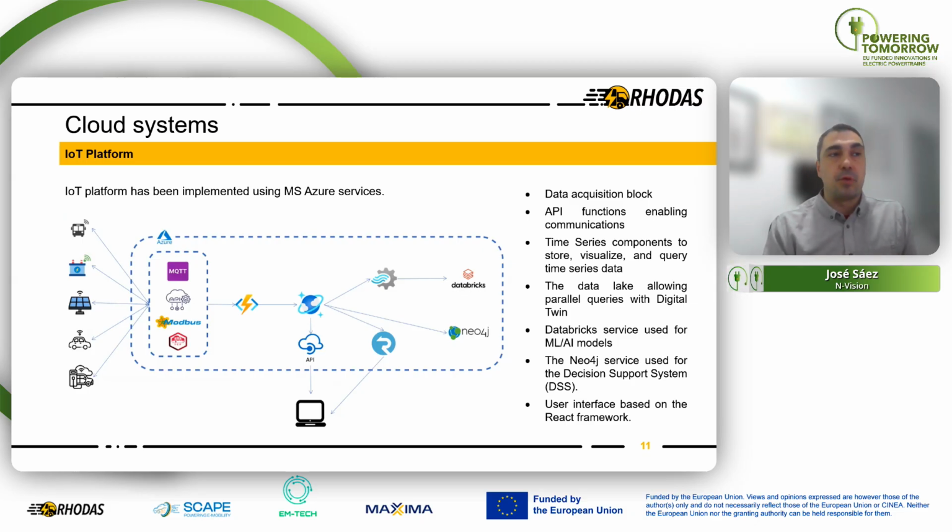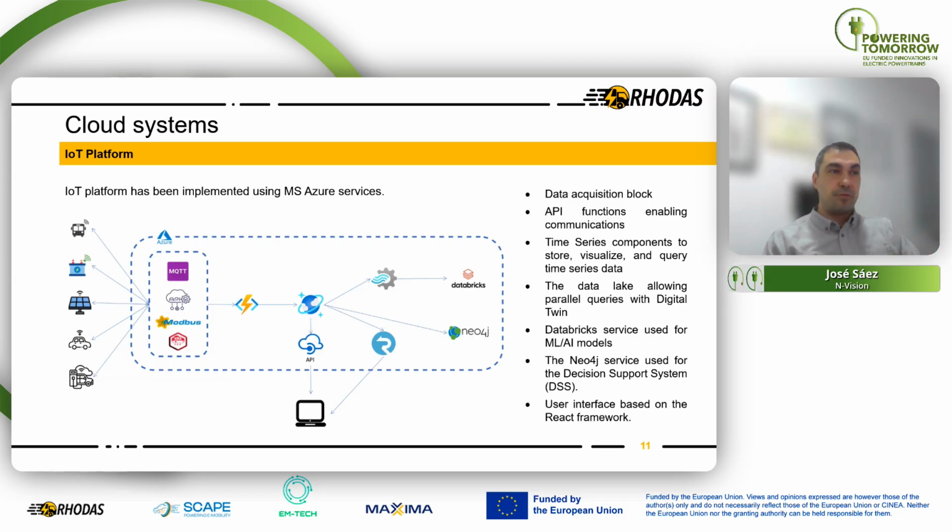The idea with all this data is to create a common data lake that, as I will explain later, is the common database for the decision support system, the digital twin, and some other features, and the historical data of the whole system. And then it also provides some interfaces with Databricks, which is where some of the AI models are implemented, and also with Neo4j, which is a service that in our case has been used for developing the decision support system.